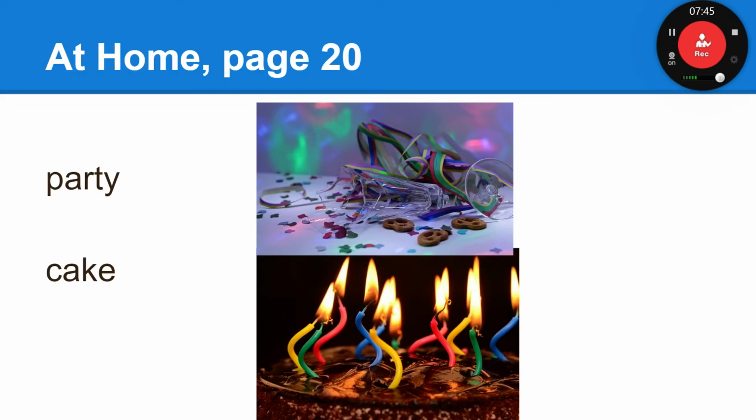Okay, party. You usually have a party because someone has graduated, because someone got married. There's a wide variety of reasons why you would do that. Cake. You usually have a cake at a party, and this is to celebrate something, like a birthday. The candles are on the cake. We burn candles for birthdays.